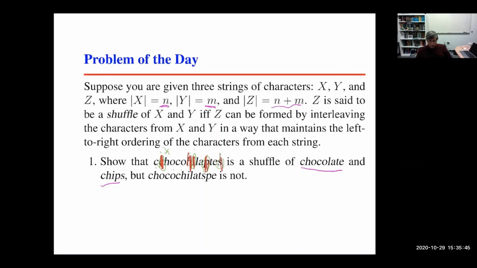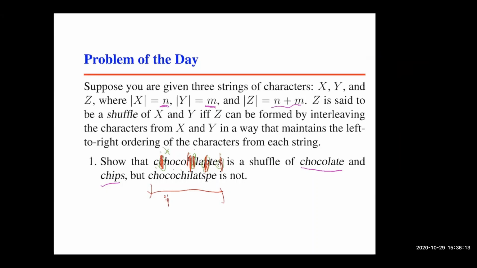And now what's left is chocolate. Does everybody see that? So there is a way to interleave chocolate and chips. Is there a way to get a chocolate and a chips from this word? Can anybody argue to me that this word can't be constructed into chocolate and chips? You can get the word chocolate, but the letters left over for chips are spelled CHISP.